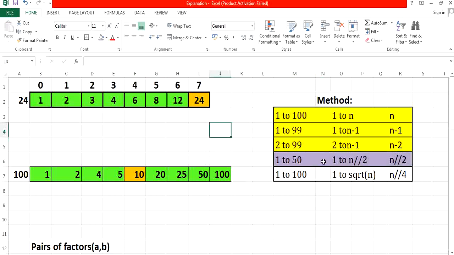How is it possible to find? By iterating n by 2 times. It is so simple. You can look at here. If the given number is 24, I am having factors of 24 only till 12. After this, I am having only the number itself as its factor. The same way, if the given number is 100, you can notice that only till 50 I am having factors. Then the given number is the factor.